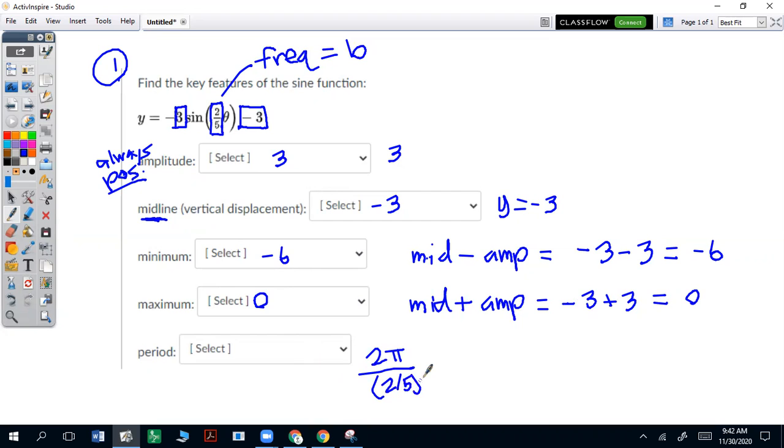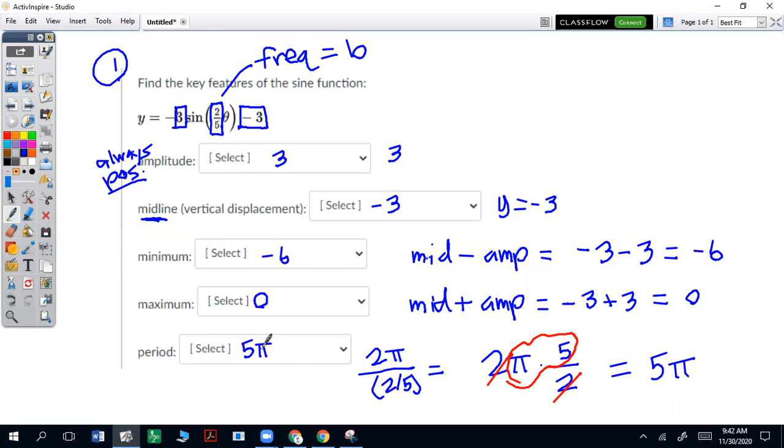2/5. Dividing fractions can be tricky. You do 2 pi multiplied by its reciprocal. So we flip that 2/5. Then you can see those 2's cancel. And so your period is going to be pi times 5, and we just say 5 pi. So that's how to do all those by hand.